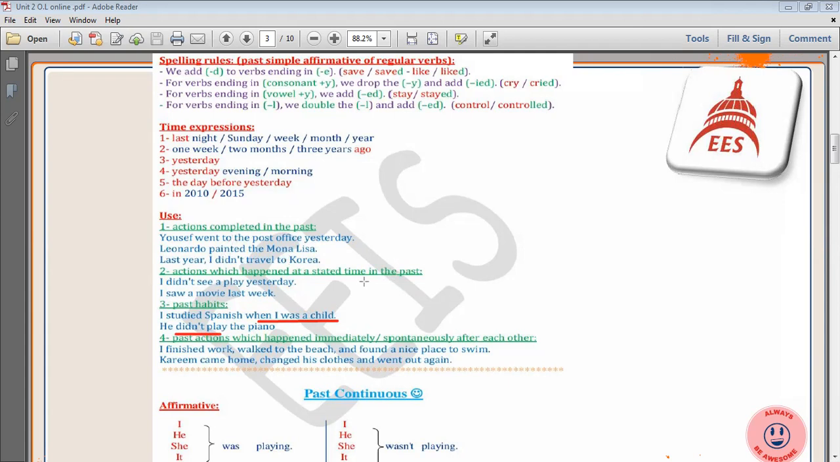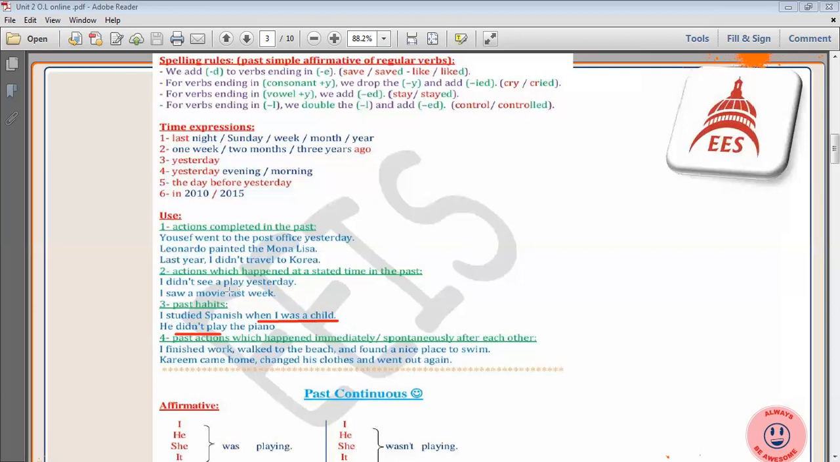Okay. I can use here always, usually, often, sometimes, and all of these words to talk about the habits that I did in the past. I can say I usually walked to school when I was young. I always watched movies when I was young. Okay, it was my habit when I was a child.